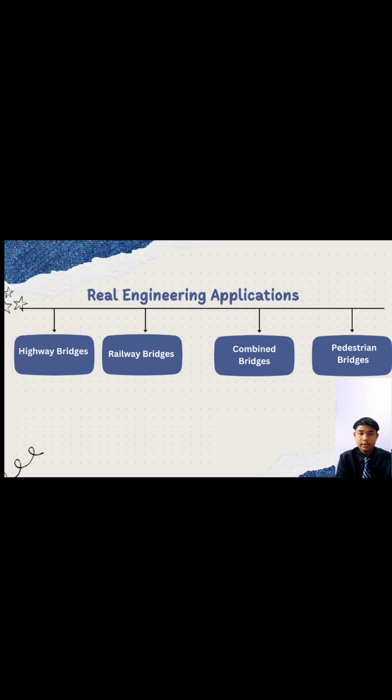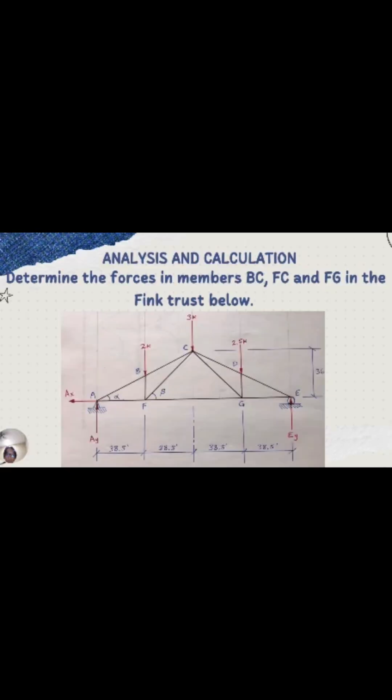Though less common than for highway or railway bridges, the fink truss has been used in pedestrian bridges as well, particularly in urban or park areas where a relatively small span needs to be bridged. So now I would like to present the analysis and calculation. This is an example of a fink truss problem.